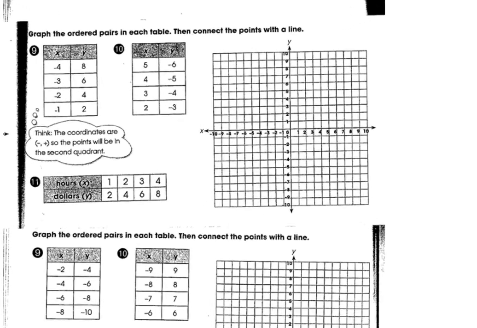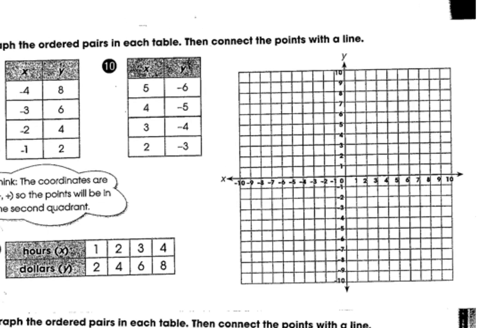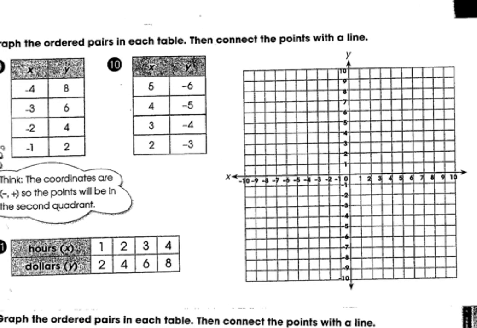We've got about 5 minutes left. I want you to practice some of this. Now looking here, these first 2 tables look a little bit different because they're tables that go up and down instead of side to side. It's the same idea. This is my X value. The second one is my Y value. So looking at this one that's labeled number 9, what would be the first point that I would graph here? -4, 8. So I would go and graph -4, 8. Then I would graph -3, 6.